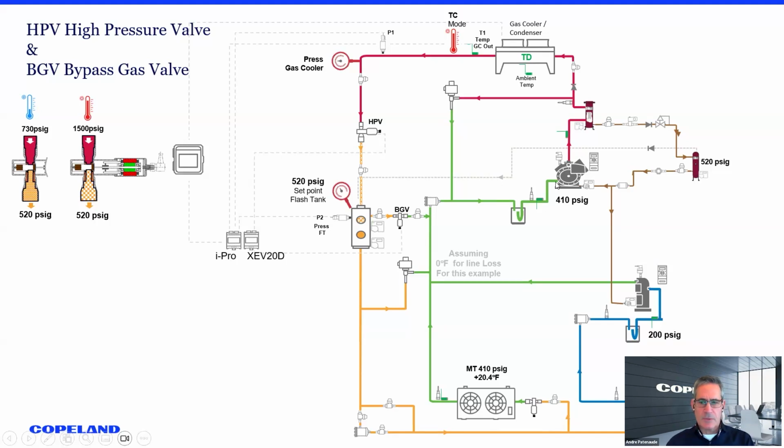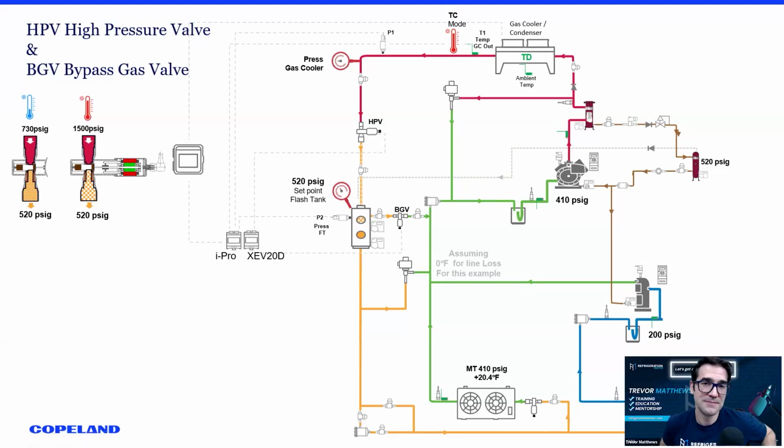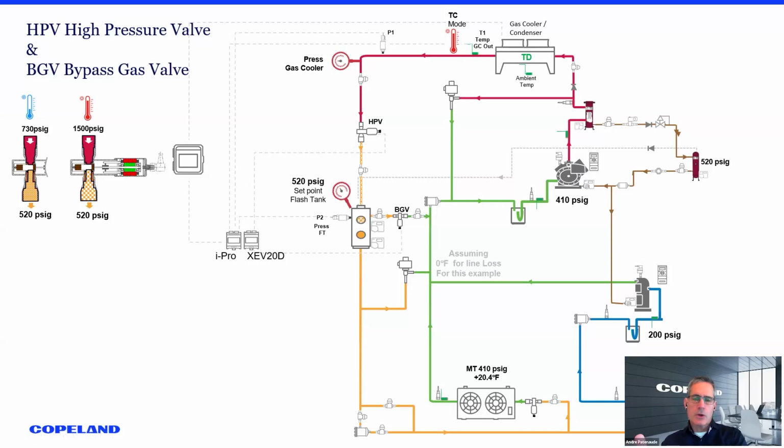On the hottest anticipated day in the summer, if you've got a 6 compressor rack medium temp, 3 of those compressors will be running just to manage that bypass flash gas. And those are the taxes you have to pay during high ambient operation. You can think of it as a tax.